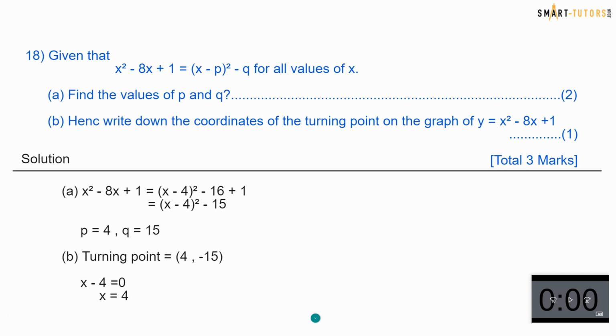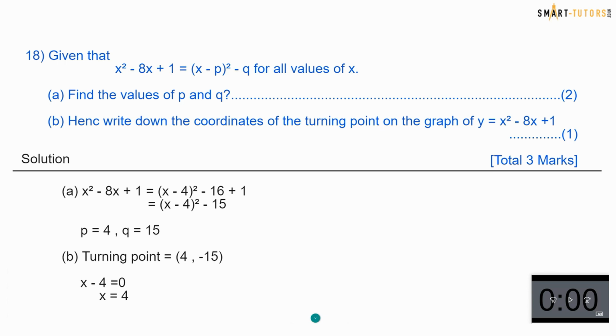Then you need to take away the 4 squared. So 4 squared is 16, plus 1. So minus 16 plus 1 is minus 15. So the answer is x minus 4 whole thing squared minus 15. And that 4 is the p and the q is 15, right?